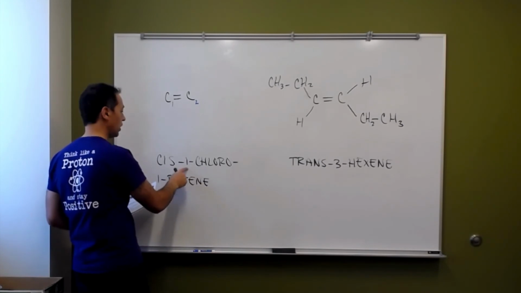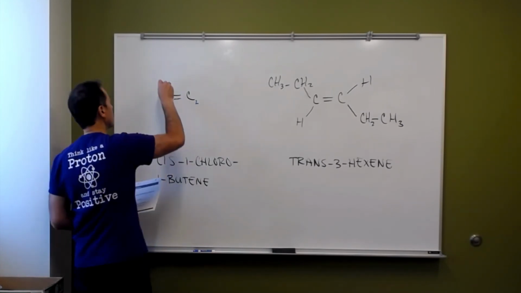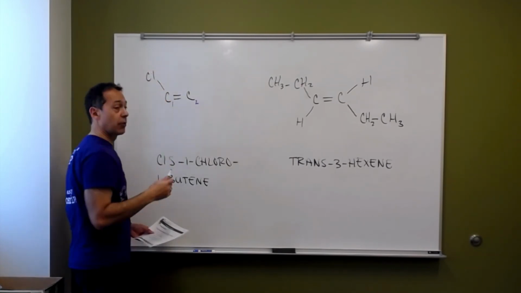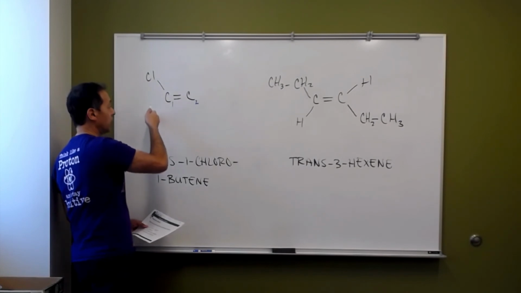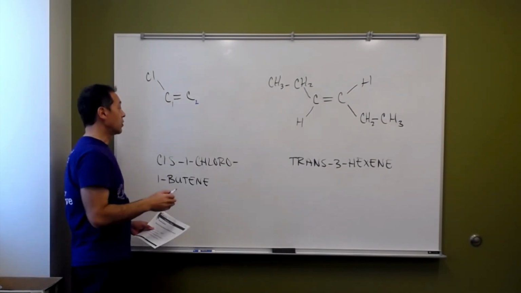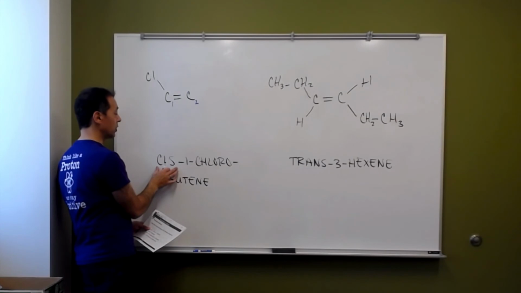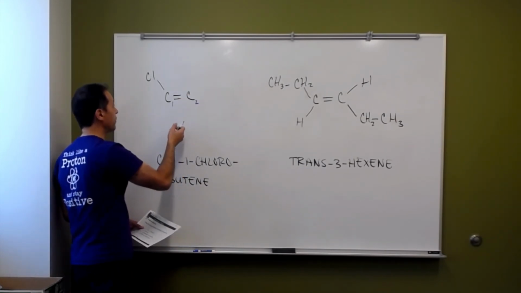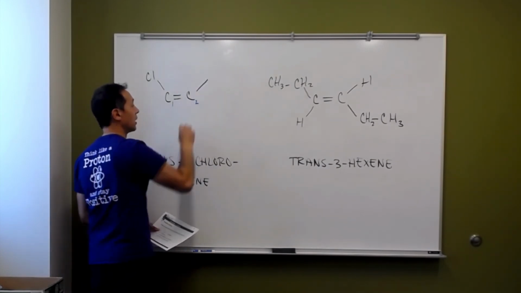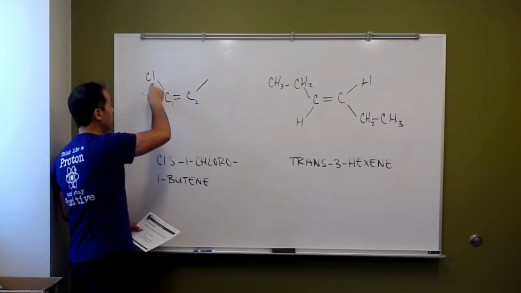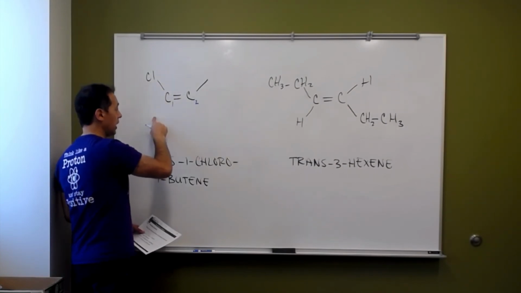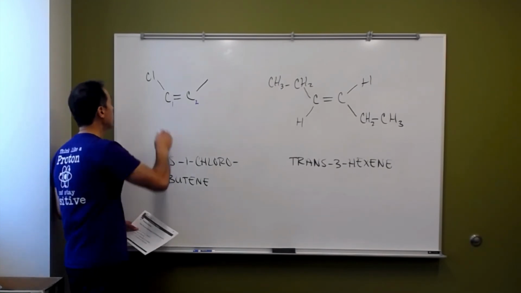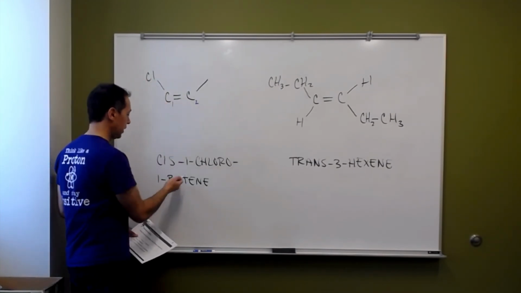I know I've got a chlorine coming off of the first one here, so I'm just going to go like this, and I'm picking at random. I'm just going to put the chlorine here. When I say random, I could put it above or below and it doesn't matter, as long as after the double bond it's cis, which means it's on the same side. So it's going to have to be like this. If I put that chlorine down here, then this line would have to come down this way to be cis. So here's my 1-chloro-butene.